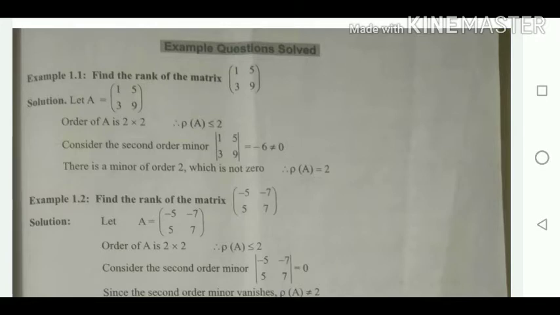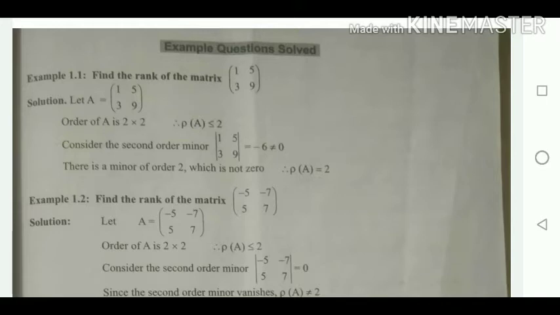That is, we are getting this minus 6 answer by multiplying the main diagonal and the off diagonal and subtracting. That is, 1 nines are 9 minus 3 fives are 15 equals minus 6, which is not equal to 0. It means there is a minor of order 2 which is not 0. Therefore rank of A equals 2. If it were 0, then the rank of A would be 1. But it is not equal to 0. Therefore rank of A equals 2 here.